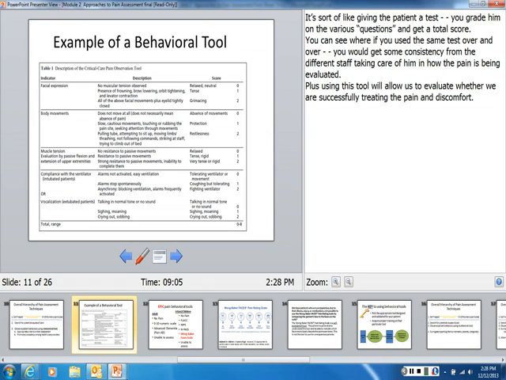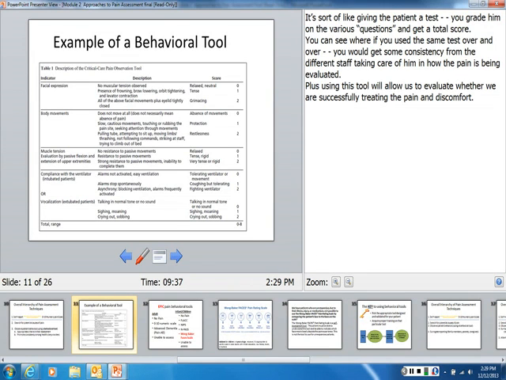And you can see on the left-hand side, you look at different indicators such as facial expression, body movements, muscle tension. And then on the right side, you actually give the patient a score for how you feel they look right now. It's sort of like giving a patient a test. You grade them on the various questions, and then you get a total score. And you can see based on that score whether the patient appears to be having pain or not. Again, it's another piece of the puzzle.